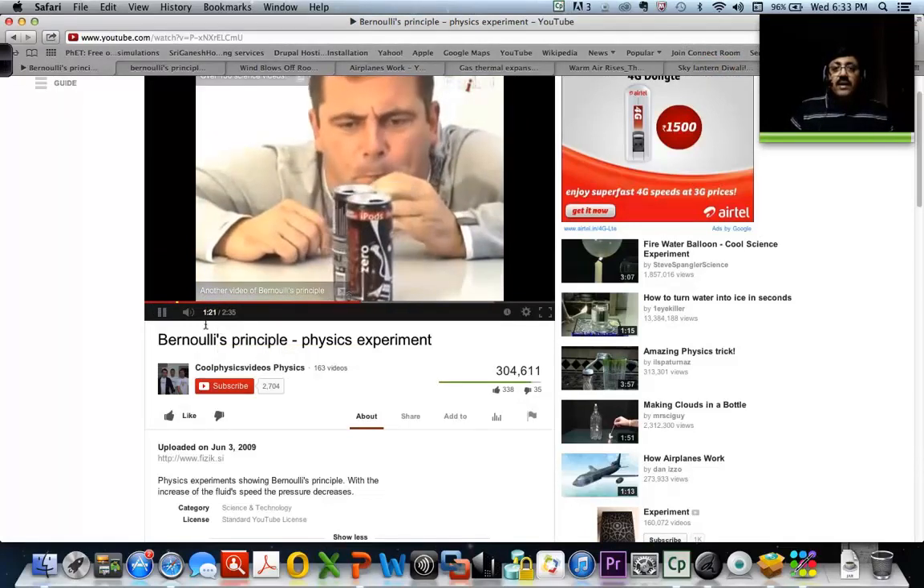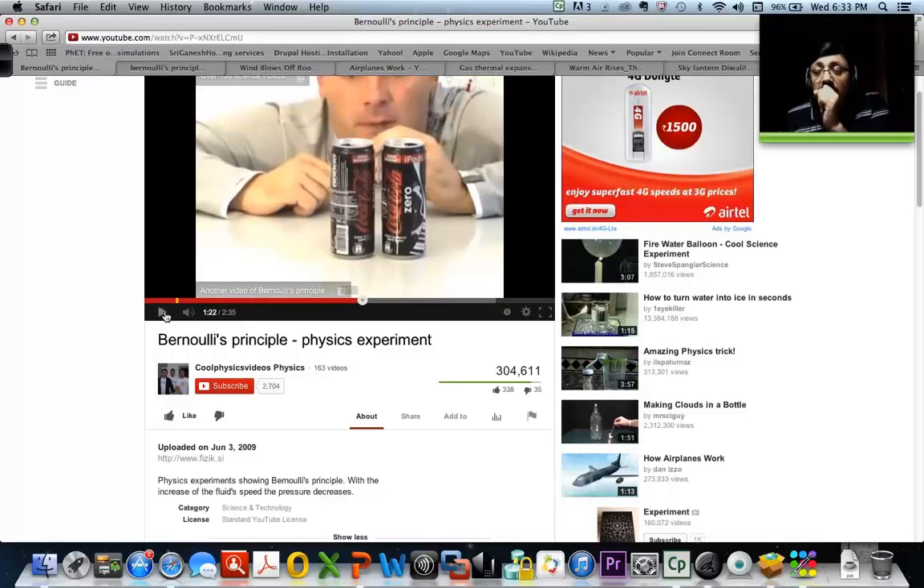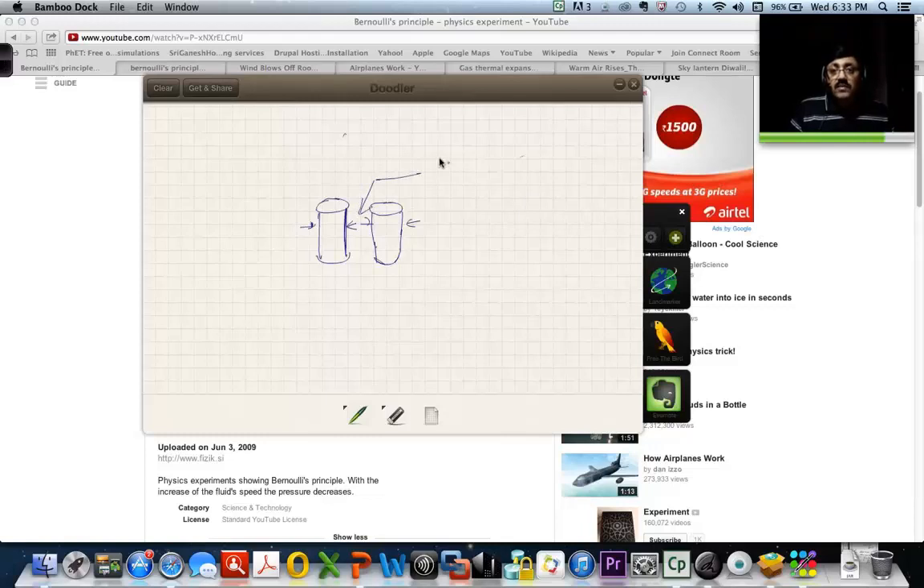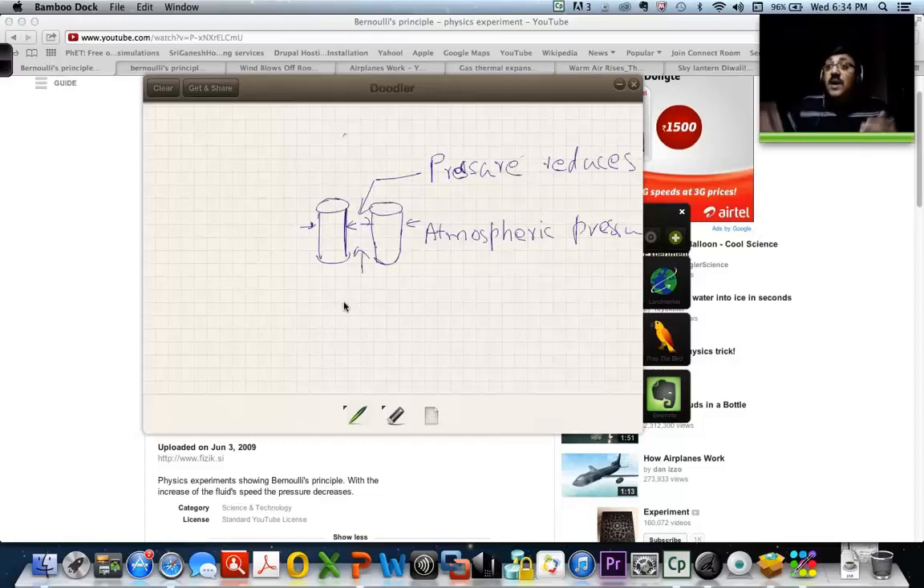Now let us see what happens. Now he's blowing, and you can see what happens. When he's blowing between the two tins or cans, since there is very high velocity air, or high speed air, passing, the pressure there goes down. So now the pressure here is smaller than atmospheric pressure. The pressure here reduces because you have very high speed air flowing through that, whereas the pressure here is still atmospheric pressure. Whereas here it is less than atmospheric pressure. Why is it less than atmospheric pressure? Because high speed air has been flowing.